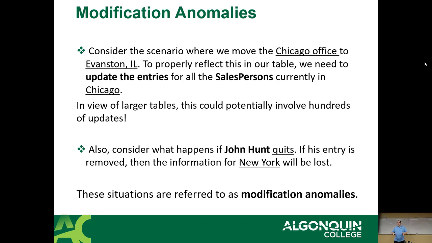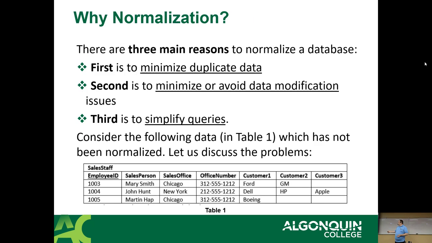So let's turn around with the other kind of anomaly, where if John Hunt quits. So if we go back right here, see John Hunt, and I'll actually decide not to exclude these people. See John Hunt right here. If John Hunt quits and we delete his record, we're going to lose the fact that the New York office even exists. That's known as a deletion anomaly.